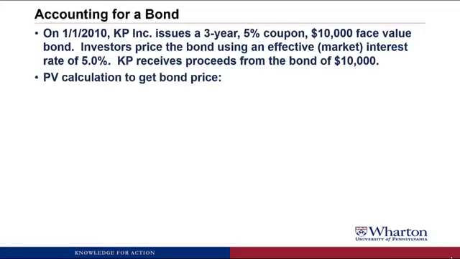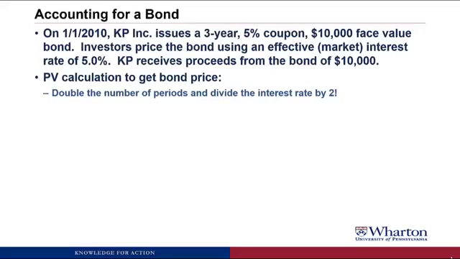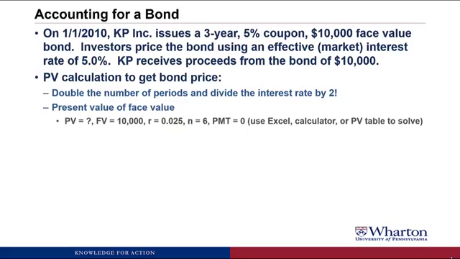Where do they get that from? Well, they do a present value calculation to get the bond price. So remember, we have to double the number of periods and divide the interest rate by 2. So the present value of the face value part, the 10,000, you calculate looking for present value. We'll have a face value or future value of 10,000. We use an interest rate of 0.025, which is half of 5%. The number of periods is 6, a 3-year bond, but we double the number of periods to get semi-annual. And then there's no payment because we're just doing a face value, future value. So you come up with a present value of 86.23.